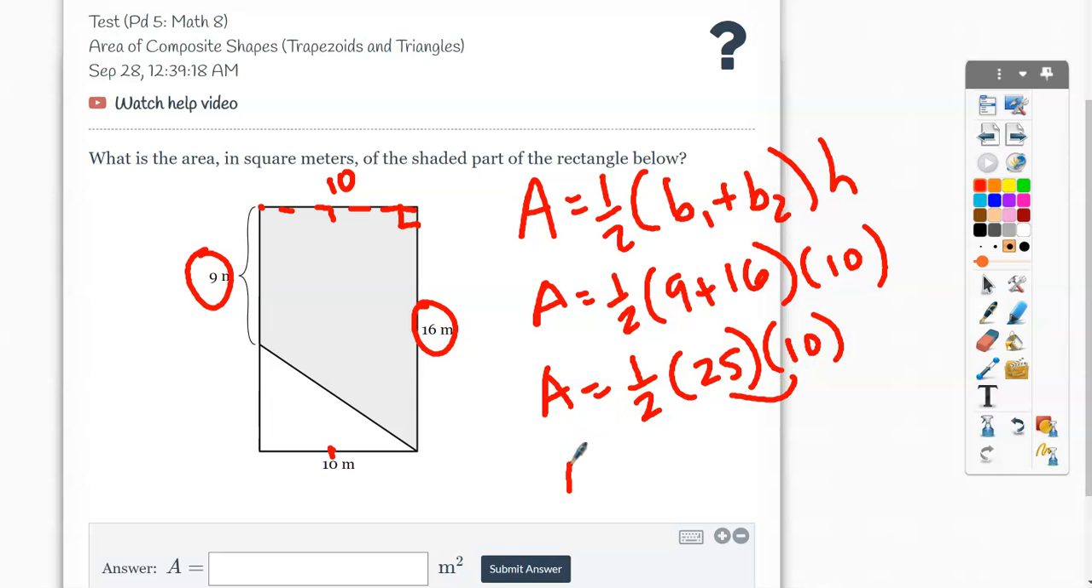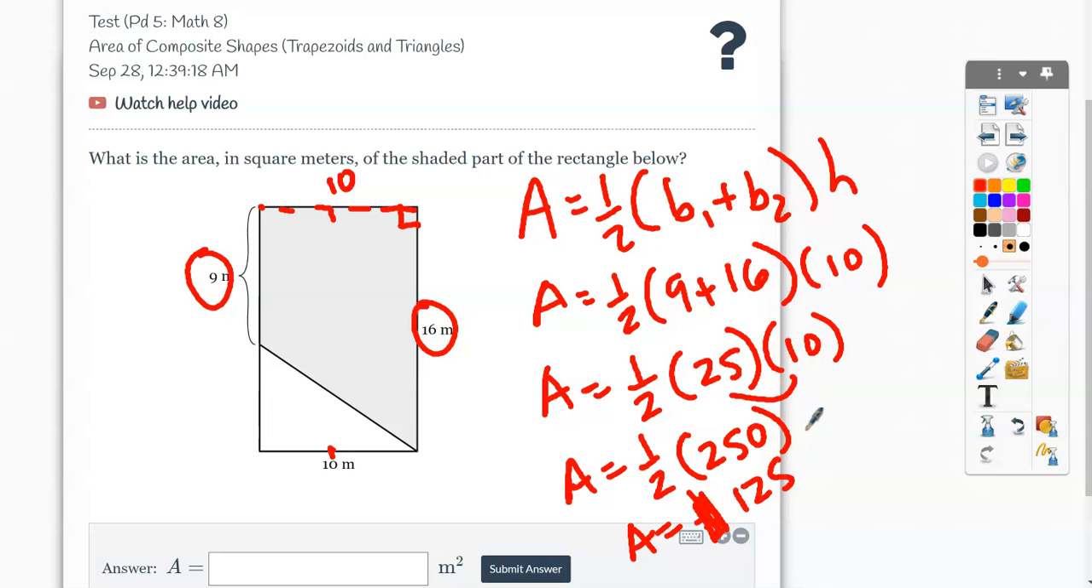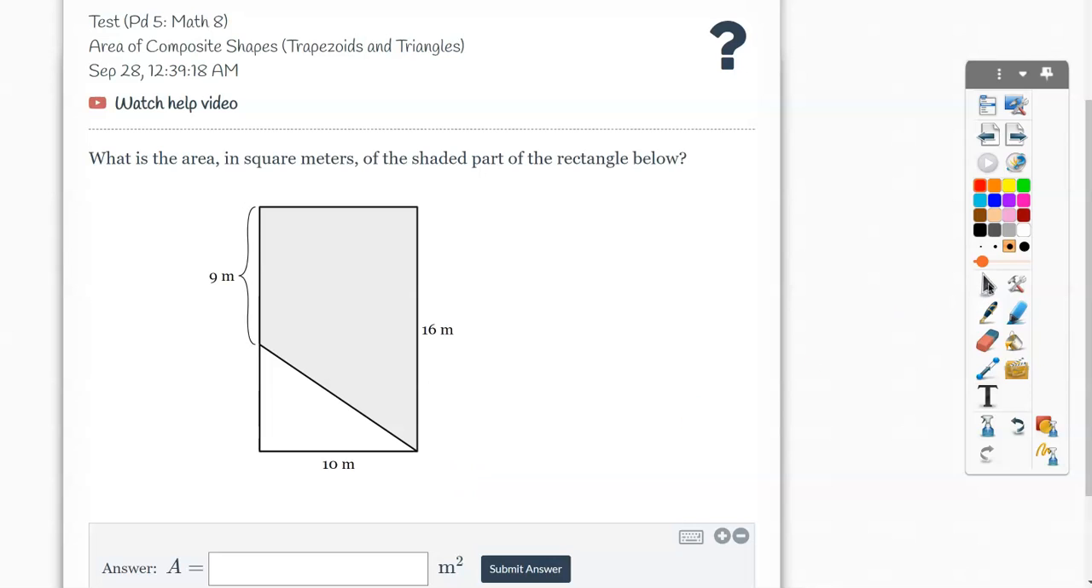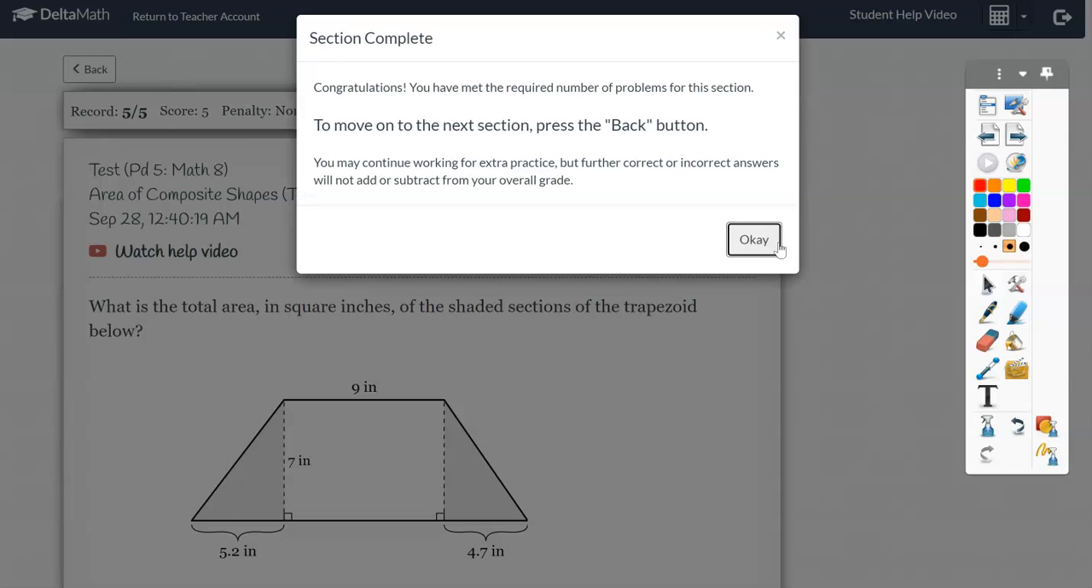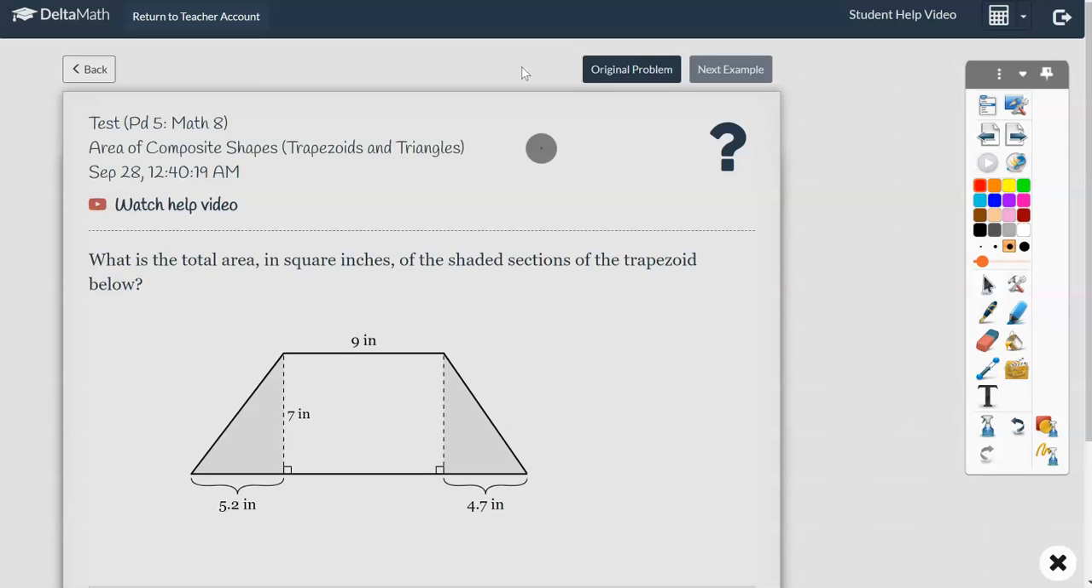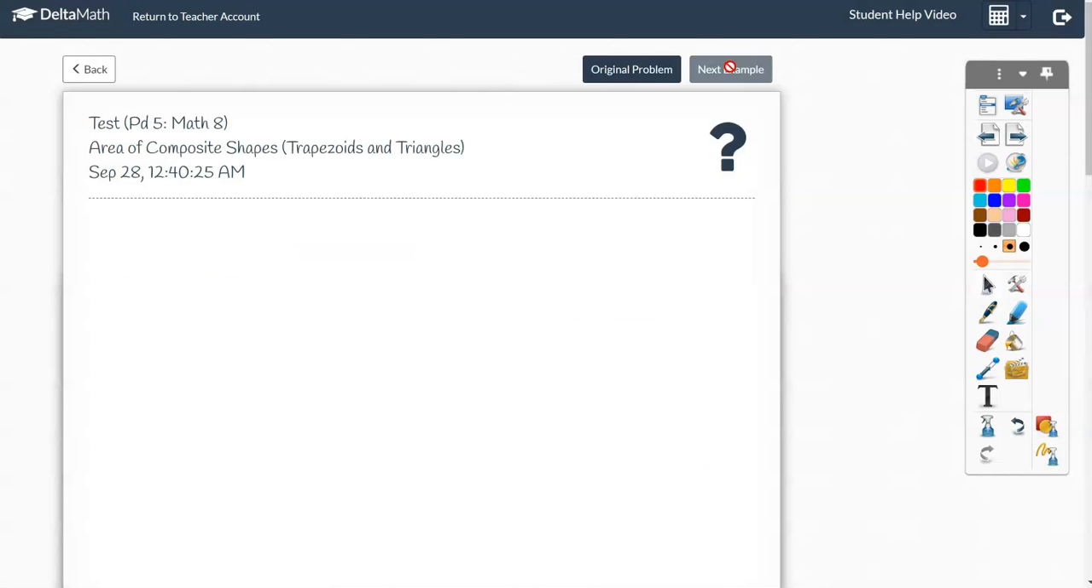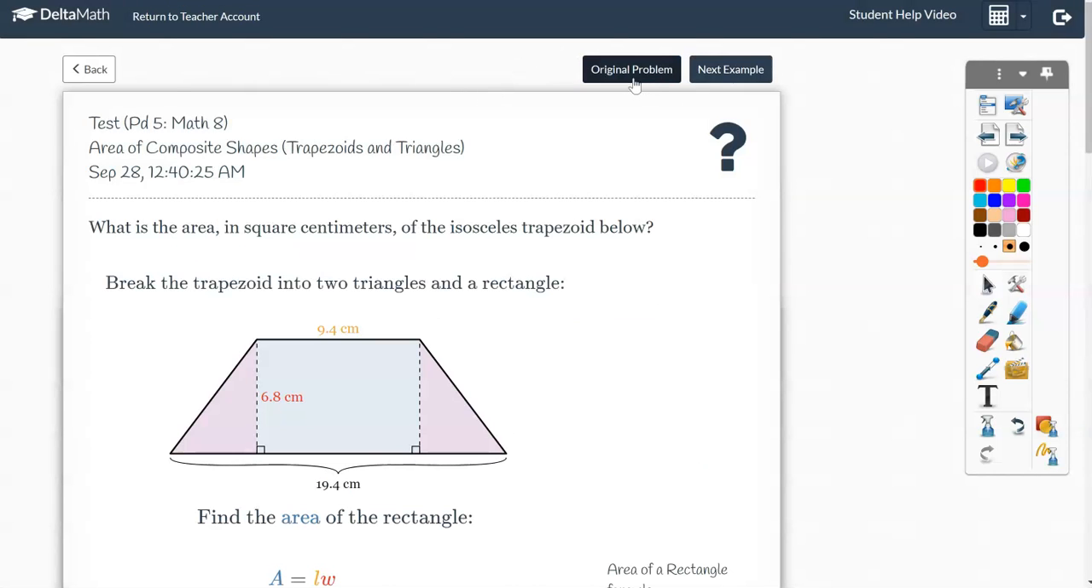I'm going to do these two first. So the area of half of 250 is 125. Whoops. 125. So let's type that in. Let's see if I can't get a shaded question here. This one.